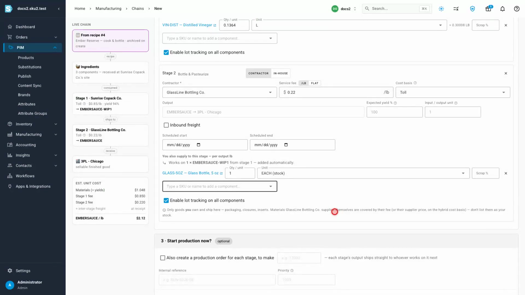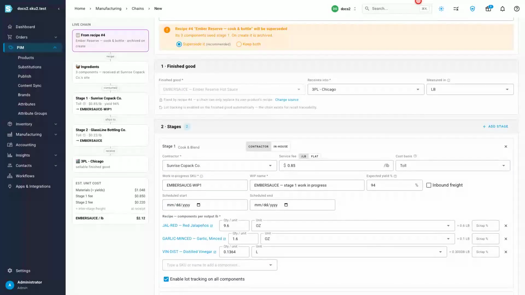Both vendors here work on toll. It's worth knowing what that means. You own the materials the whole time. You send them out. The vendor processes them and sends the result back. They never sell you the goods, so they invoice for the work alone. Your stock stays yours while it sits at their site.